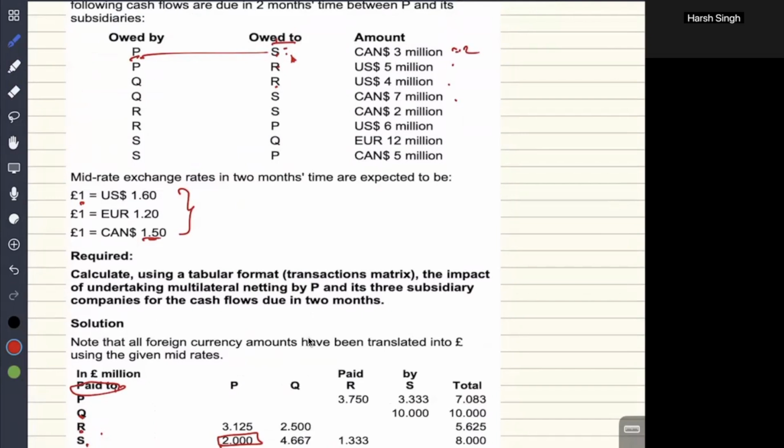Got it? Yes, sir. Okay, so tomorrow we'll do one question where we will confirm this multilateral netting and hedging as well, if you feel that is required. Otherwise, you go and solve this question and let me know if there is any doubt. All right, sir. Okay, great. So that's it for today's session.